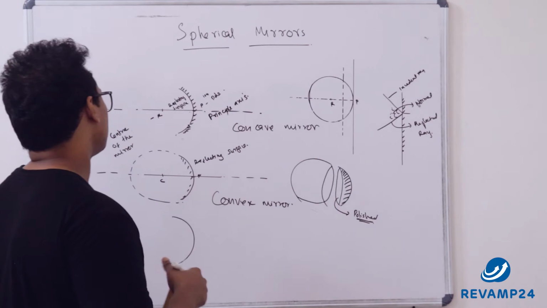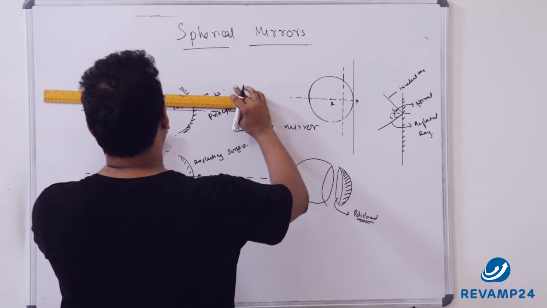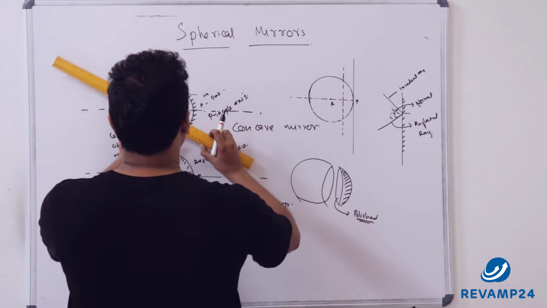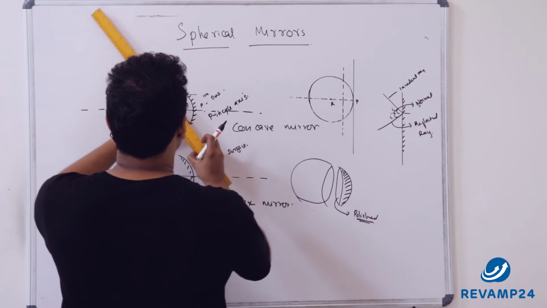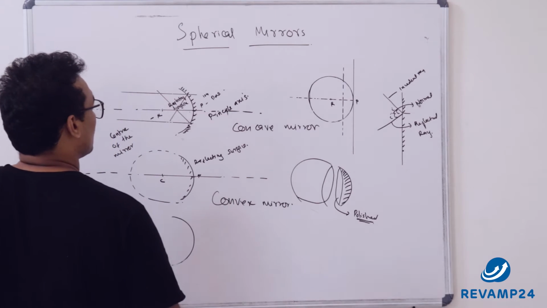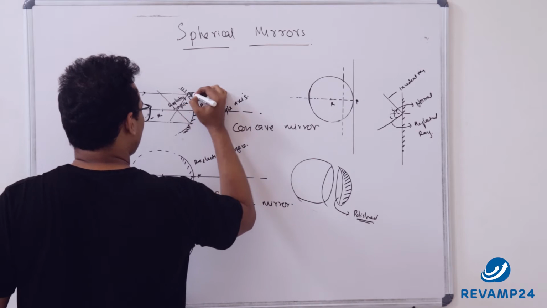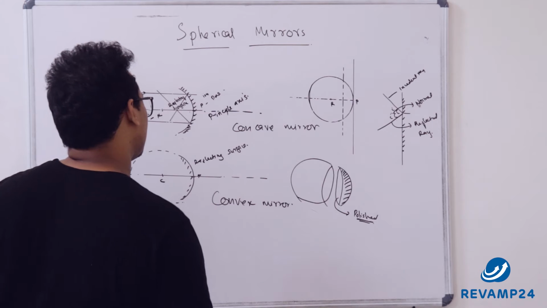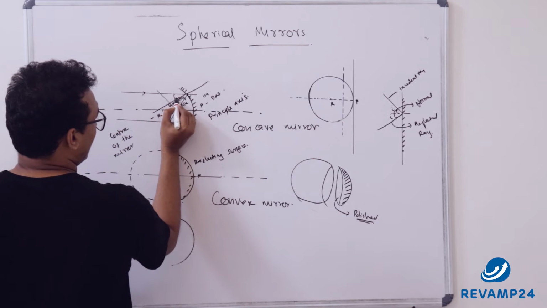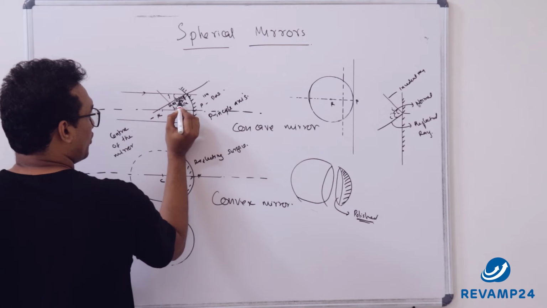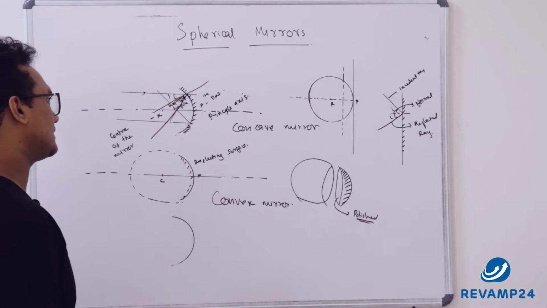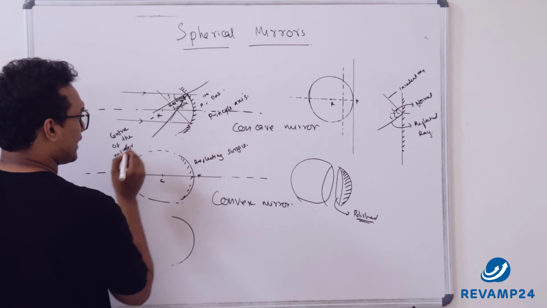Now one more thing: any ray which comes parallel to the principal axis, after reflection, goes through a point, and that point is called the focus. See, this is the focus. Now I will explain this with the help of the laws of reflection. This is an incoming ray, and this is the surface where it is incident. This is the tangent to the surface and this is the normal. This is the angle of incidence and this is the angle of reflection. Both have to be the same, so that the light ray goes in this way.